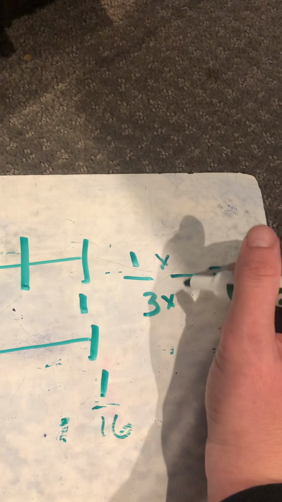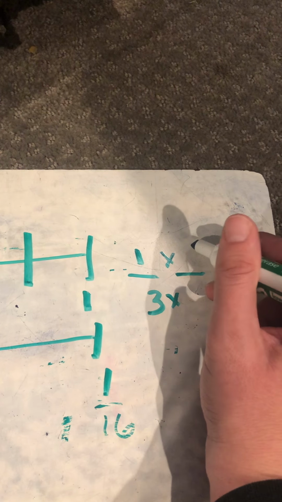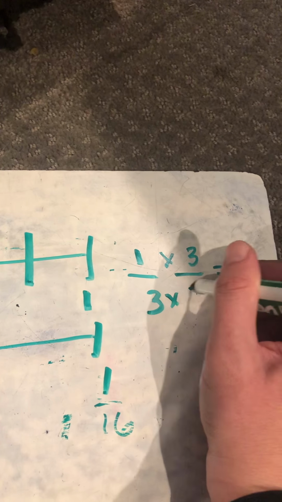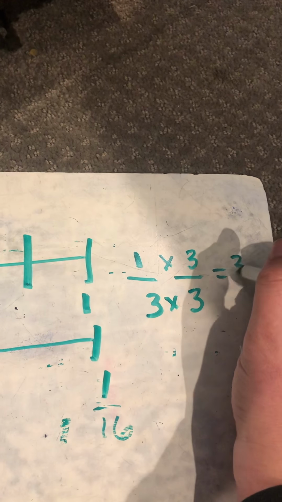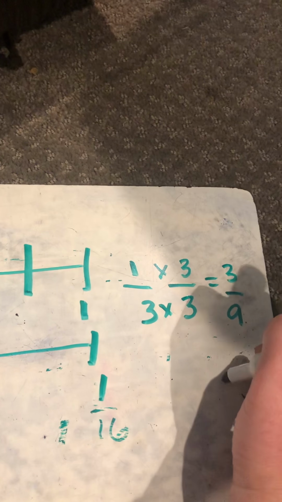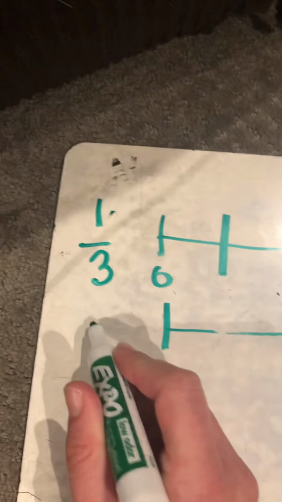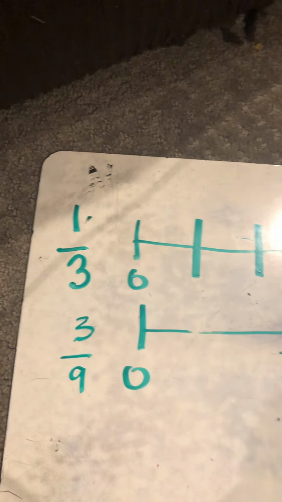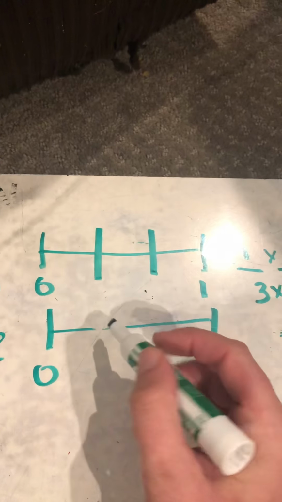Okay, so I'm going to choose a number. I'm going to say, let's go 3. So 1 times 3 is 3. 3 times 3 is 9. Okay, so we're going to write the equivalent fraction of 1/3 is 3/9. Okay, and I'm going to place that on a number line.